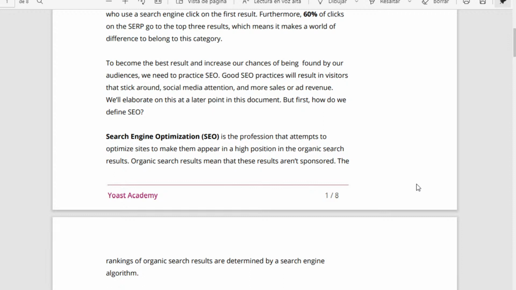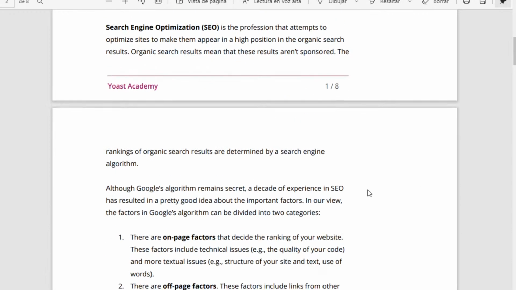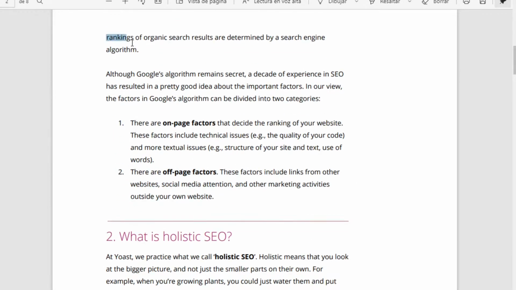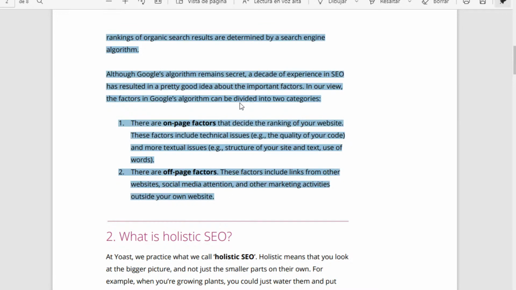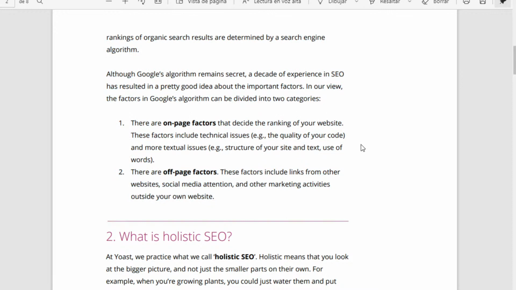Search engine optimization, SEO, is the profession that attempts to optimize sites to make them appear in a high position in the organic search results. Organic search results mean that these results aren't sponsored. The rankings of organic search results are determined by a search engine algorithm.